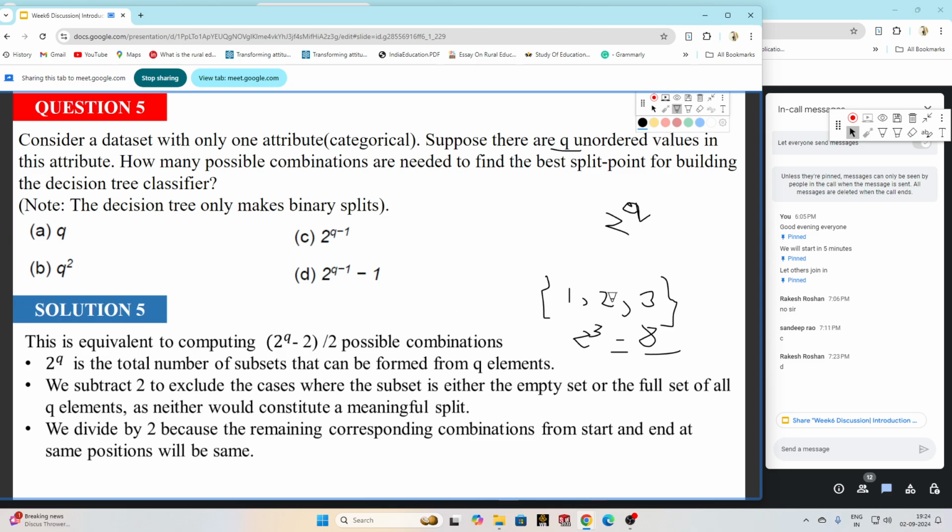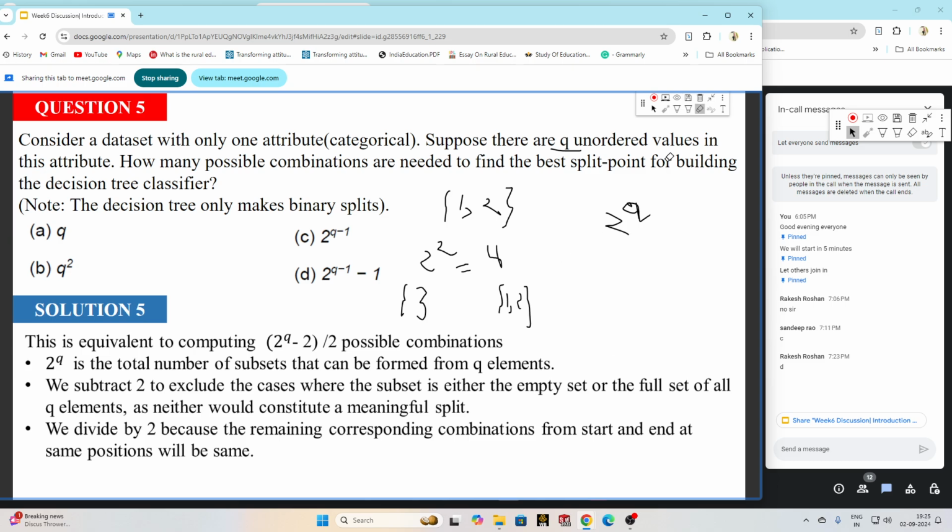Or let's take a smaller example, that will be much clearer to you. Let's take only 1 and 2. The total number of subsets here will be 2 to the power 2, because we have 2 elements: 2 to the power number of elements, so that is 4. What subsets can we make? Either we can make a null set, meaning no value in the set, or we can take the complete set, that is 1 as well as 2. Let me erase this.